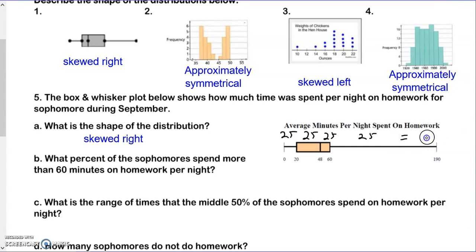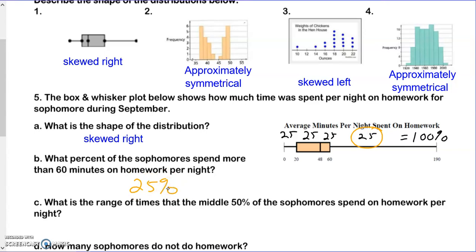100%. So what is the percent of the sophomores who spend more than 60 minutes on homework? So that's going to be what? It's going to fit right here, or I would say it's 25%.